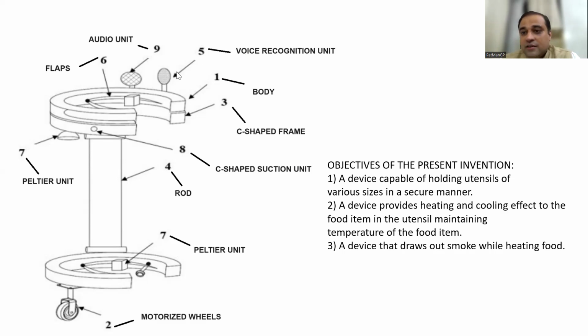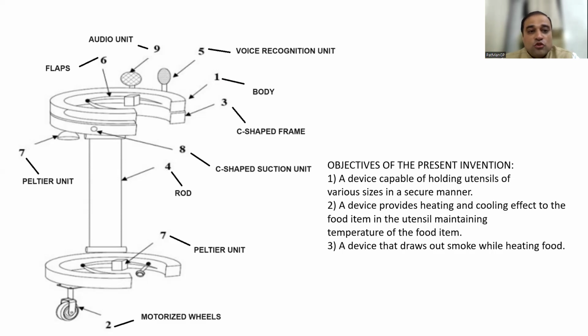So when the user issues a command saying that there is a mid-size utensil, the voice is recognized by the voice recognition unit, and it is converted into a signal sent to the microcontroller. Accordingly, the microcontroller urges the motor, to which the flaps at number 6 are connected, to operate up to an extent such that the flaps are pivoted in this small region over here, so that a mid-sized vessel can be placed on it very comfortably, and it is placed and held in a very secure manner. So this is how the first objective is getting fulfilled.